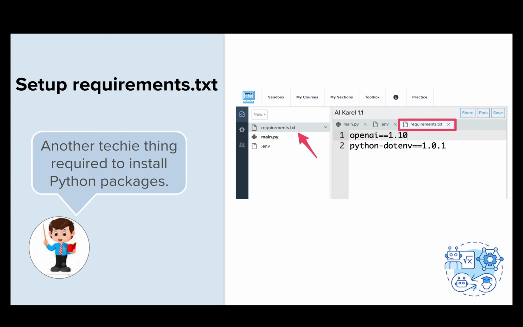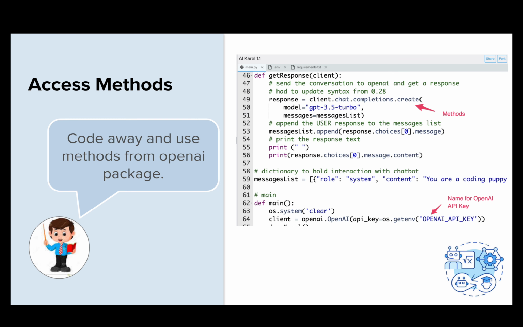In the CodeHS editor, you will hit the New button and enter requirements.txt. Within this file, you will specify the OpenAI Python package that you will use. The version number is date and time dependent. As of April of 2023, I'm using version 1.10.